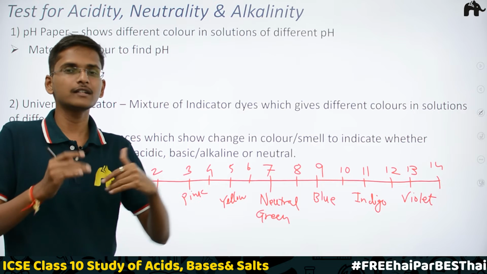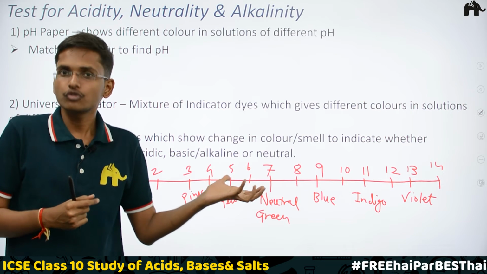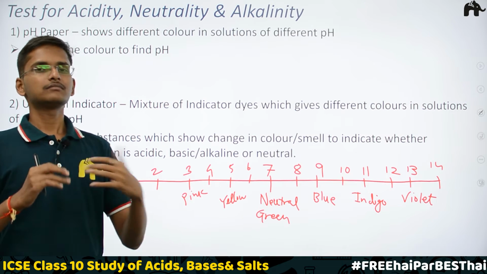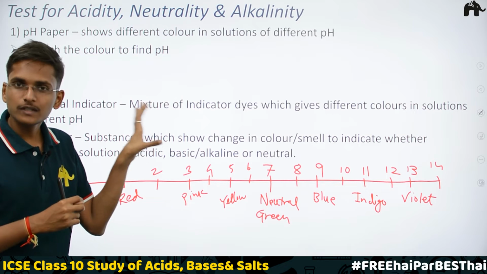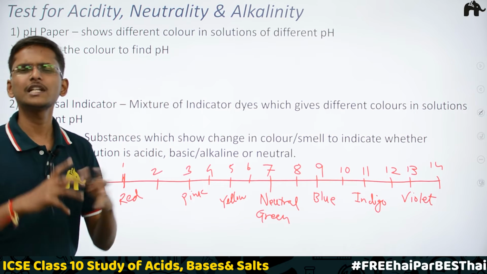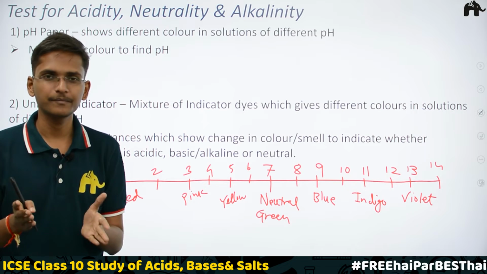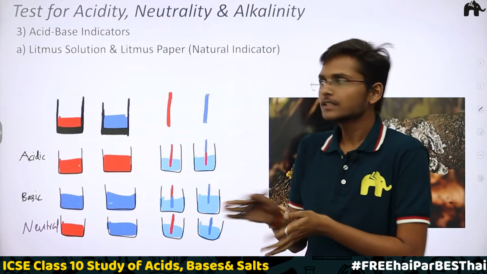So that's why I have said that when we are using a coloured solution and using universal indicator to find the pH of that coloured solution, the level of accuracy is not very high. Okay, now moving ahead, let's see the acid-base indicators.